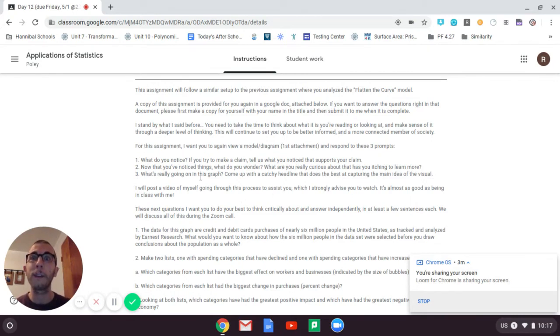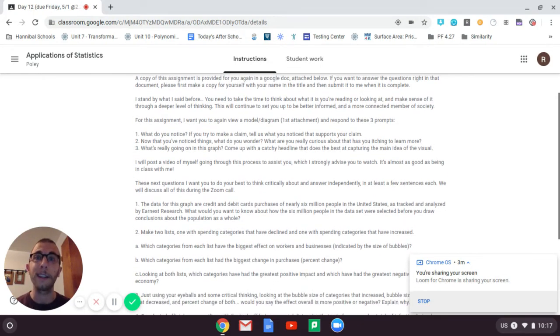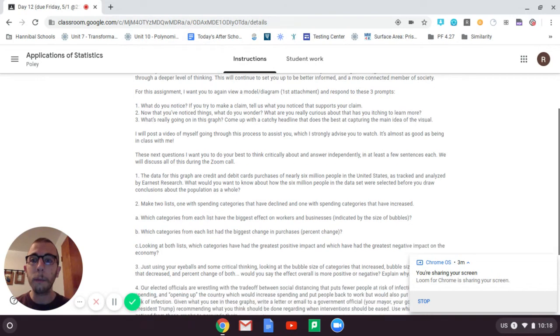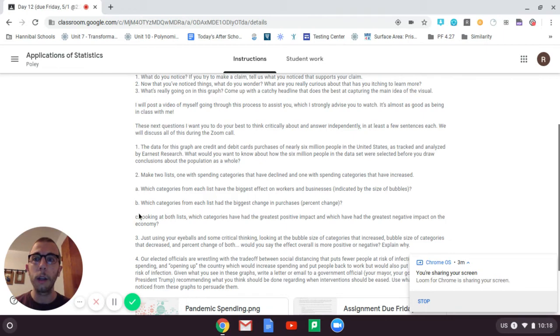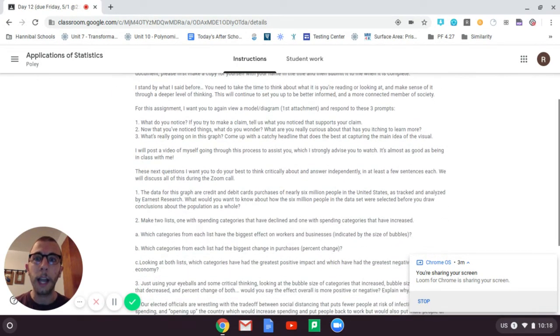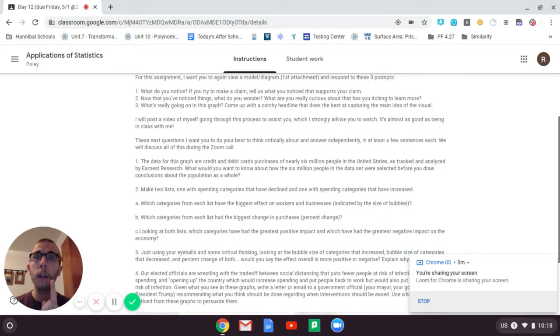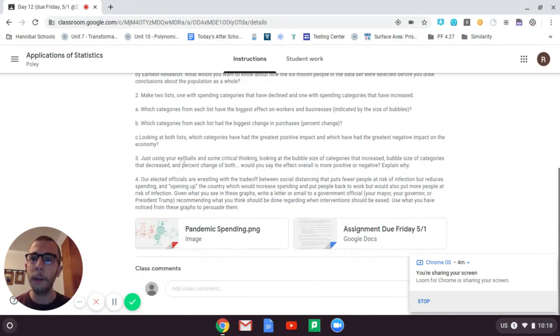And third and final for the first part of the assignment, what's really going on in this graph or in this model? You need to come up with a catchy headline that does the best at capturing the main idea. All right, and then just like the first assignment, there are some questions at the bottom of the assignment right here. 1, 2, 3, and 4. You need to respond to those on your own. This whole thing here is one assignment, and you have over 2 days to do it. So no excuses, please. Do your best. That's all I'm asking here.